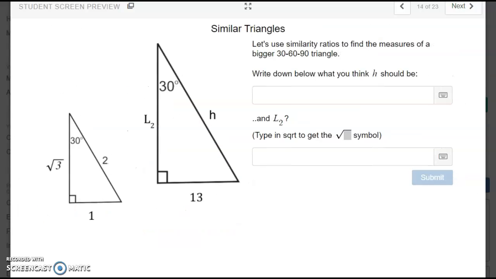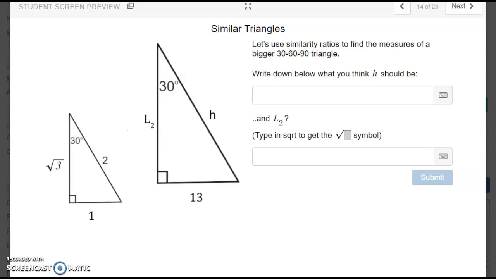All right, so let's use the similarity ratio to find the measure of the bigger 30, 60, 90 degree triangle. This is the most basic right triangle, 30, 60, and 90 degrees. Those two triangles, the 45, 45, 90 triangle and this one, I am going to ask you to memorize. So how do you draw this? You draw a 30, 60, 90 degree triangle, with the short side being 1, the hypotenuse being 2, and the third side being the square root of 3.